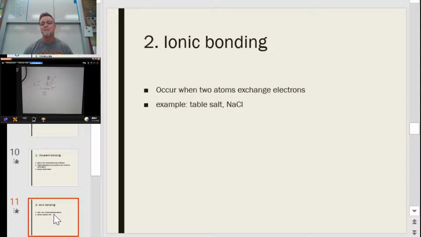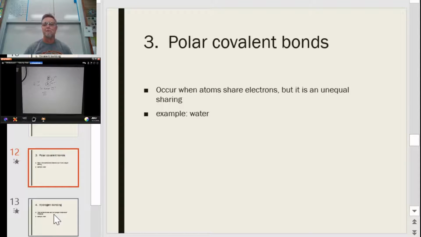The problem is now they're charged. Well, what do I do about that? No problem. I just hang out with the guy I got the electron from. That balances out my charge and everything's hunky-dory. See the picture in your textbook, okay? It'll explain and show you what I mean. All right, moving on from there. There is a type of bond called a polar covalent bond, a third type that I want you to be familiar with.